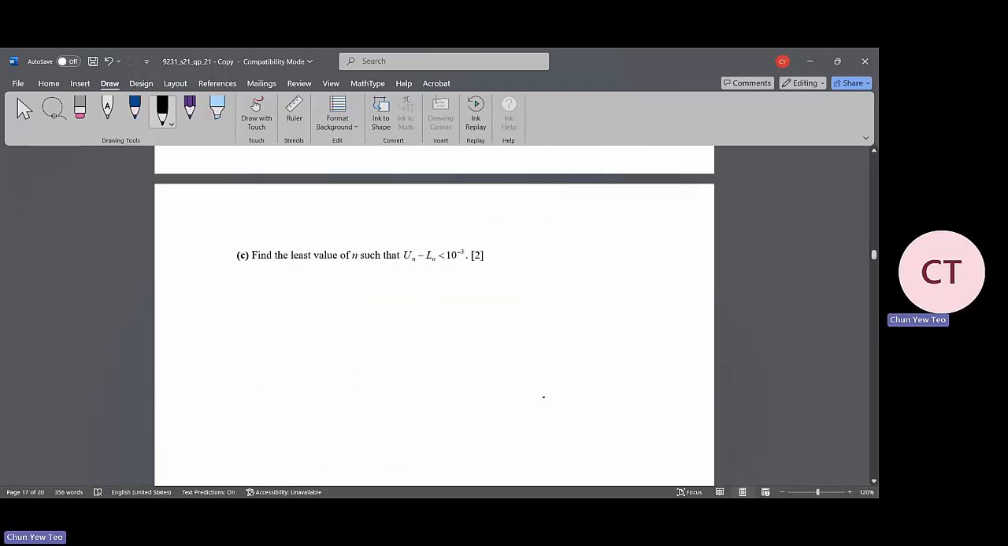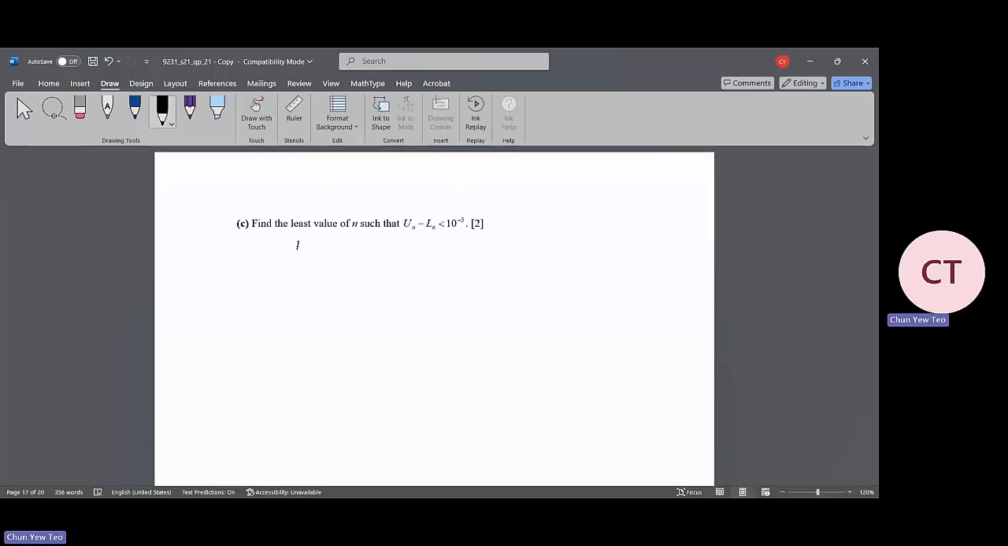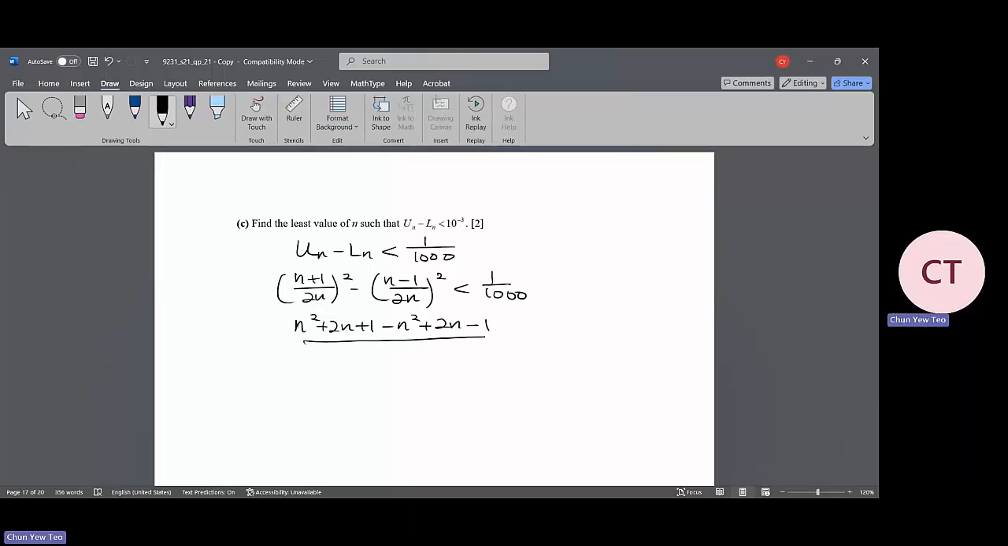Now we move on. We go for part C. We have Un minus Ln less than 10 to the power of negative 3, which is 1 over 1000. So what is your Un? Your Un is (n plus 1) over 2n, minus (n minus 1) over 2n. We can just expand and simplify. So expand, simplify, you get n squared plus 2n plus 1 minus n squared plus 2n minus 1 over 4n squared.